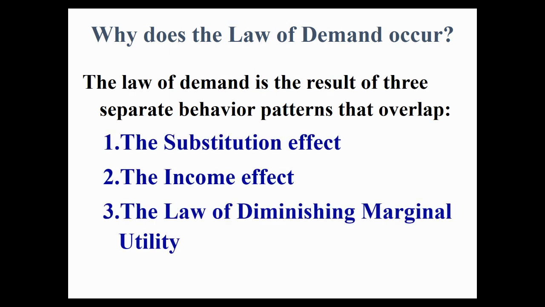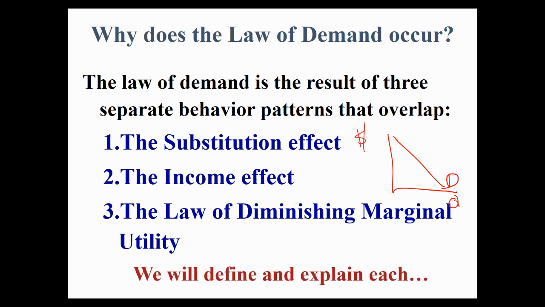Now, when we think of the actual law of demand, this whole idea of downward sloping to the right, when we think about the demand curve, price and quantity, there are three factors that we're going to study that are our behavior that fulfills this. One is the substitution effect, one is the income effect, and one is the law of diminishing marginal utility. We'll define and explain each one of those as we go through here.